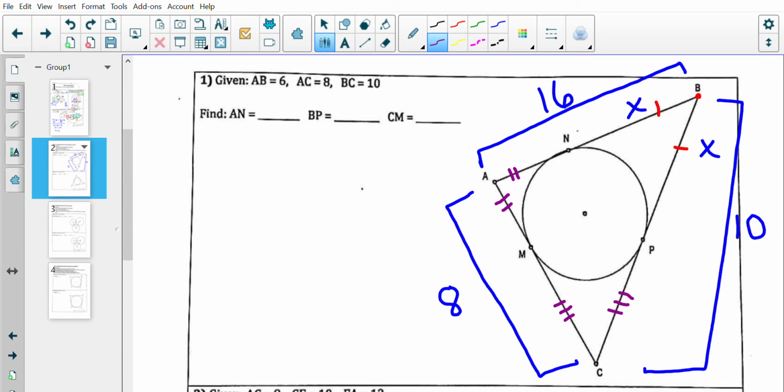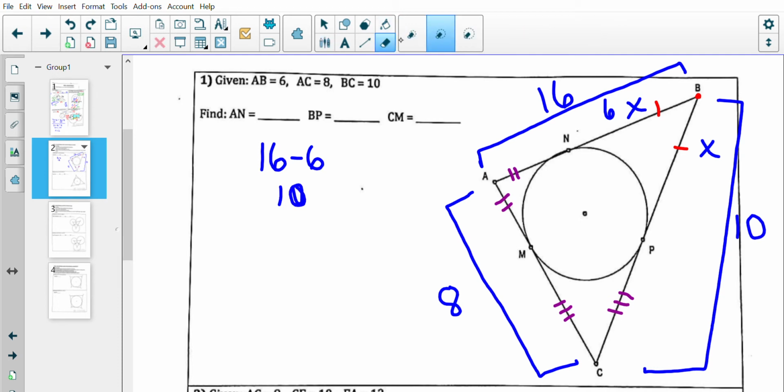Okay, so we know BN is x, we know BP is x. Now, we know A to B is 16 units long, and N to B is x units long. Let's say N to B was not x. Let's say it was 6. Just pretend, we're going to take that away. But if it were 6 units long, how long would A to N be? Wouldn't you do 16 minus 6 and get 10?